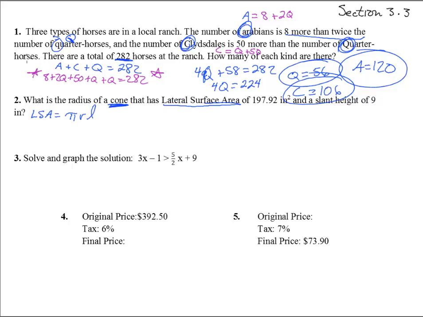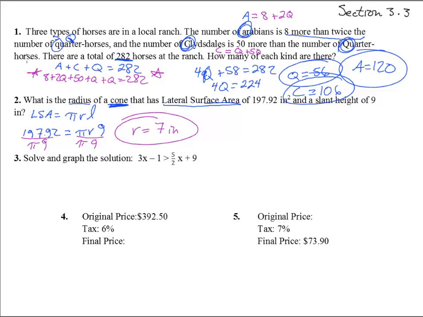This is the slant height, and that's the radius. It has a lateral surface area of 197.92 square inches and a slant height of 9 inches. So we're looking for the radius. Leave the r there, and then we have a 9. In order to get r by itself, we need to divide off the pi and the 9. Then we have r, and that is equal to 7. Don't forget the inches.